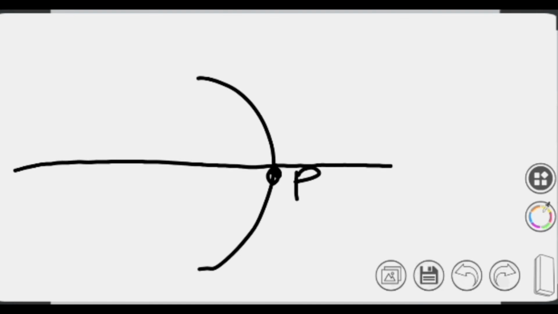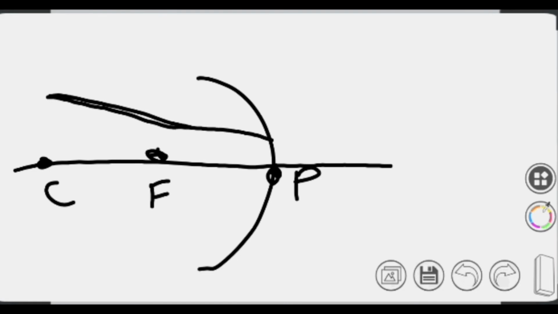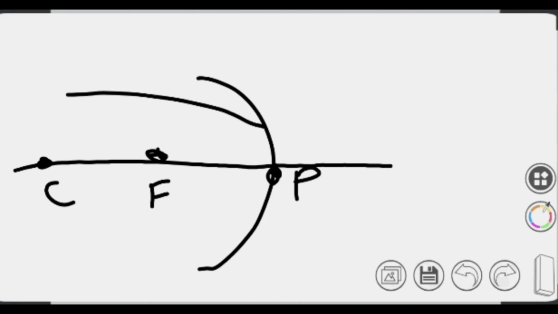Now let us draw our concave mirror. Let us draw our pole. Let's draw our principal axis, our focal point, and then let us draw our center of curvature. For example, a ray is going somewhere here, alright? Somewhere from here. It's not parallel to the principal axis. Let me do this. Alright?